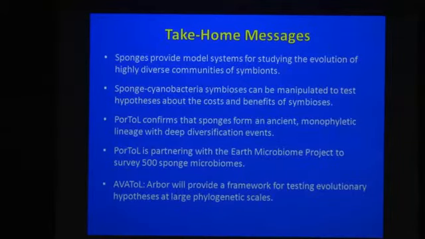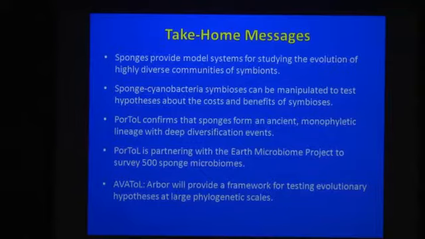So here are some take-home messages for y'all for today. I want y'all to figure out that sponges do provide a really good model system for looking at the evolution of microbial communities, right? And we know that we can put these communities onto our sponge phylogeny now, right? So that's one of our major goals, how do we look at the evolution of that microbial community through the host. We know we can manipulate these to test hypotheses about costs and benefits. We can use our shading experiments to do that, and now we've got some really great tracers we can use with our stable isotopes of carbon and nitrogen.